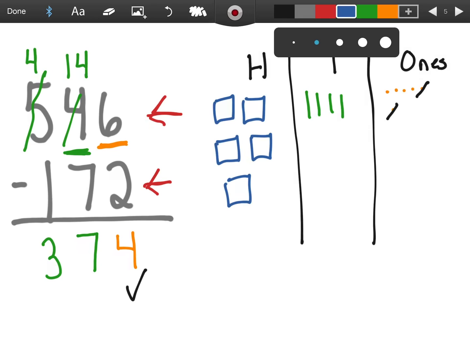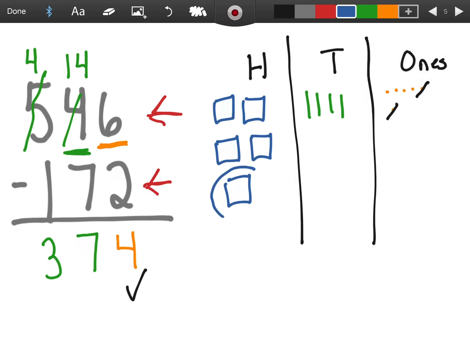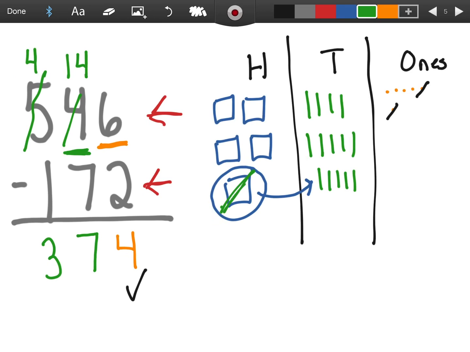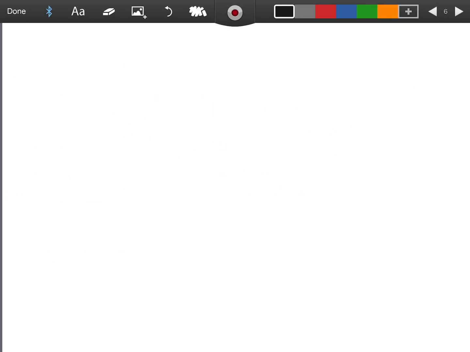But we know that we can't do that because we don't have enough tens, so we're going to go to the hundreds place, take a hundreds block, and trade it in for 10 tens. 1, 2, 3, 4, 5, 6, 7, 8, 9, 10. And now we can regroup. We don't have this one anymore, but now we have 14 tens, and we want to take away 7. We go ahead and count those out. We took away 7, and now we have 7 left, so I agree there. And then we have only 4 hundreds left, and we want to take away 1, leaving us with 3. I agree there.